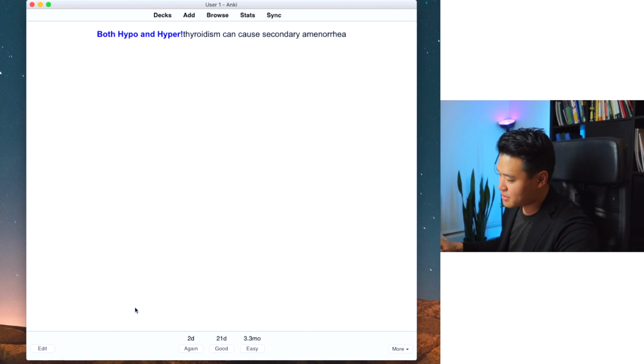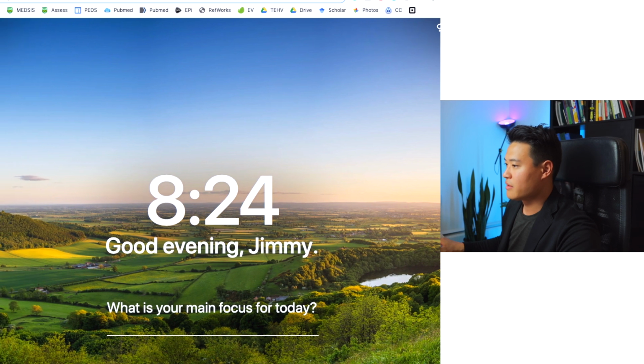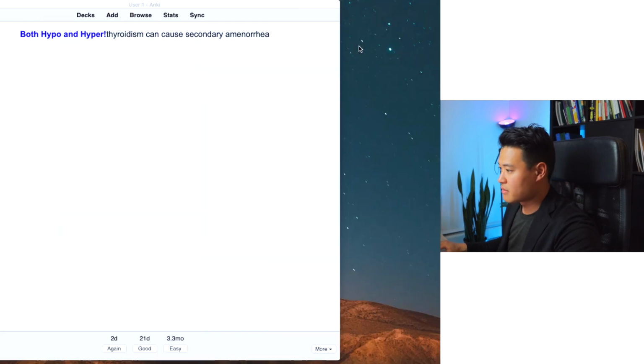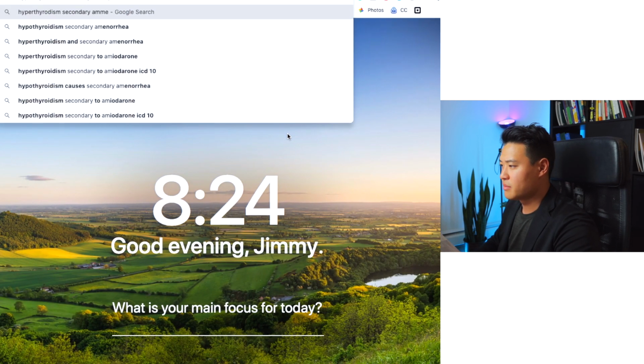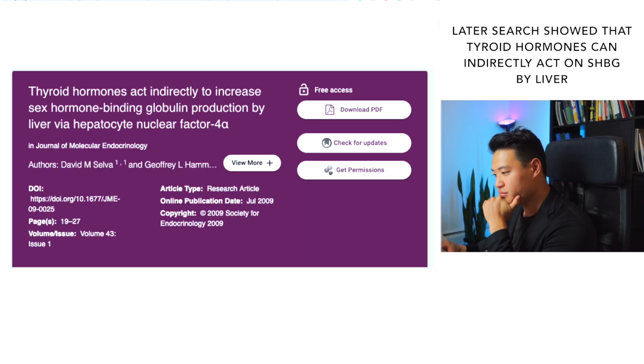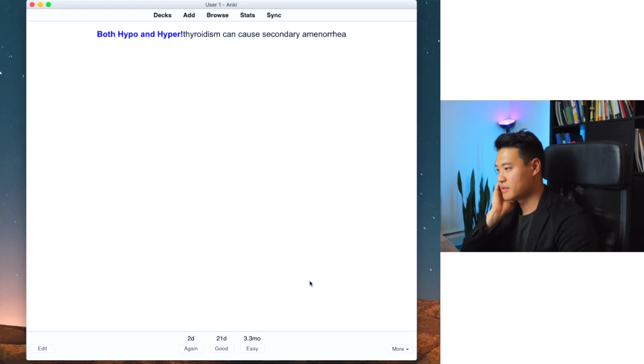I can go to Google and figure out why it's like that. But let's see, hyperthyroidism, secondary amenorrhea. So a thyroid gland that is overactive or underactive can cause menstrual irregularities, including amenorrhea. Secondary amenorrhea associated with hyperthyroidism. Can hyperthyroid affect menstruation? I should probably look at the Boards and Beyond PDF file. I can't find it right now, so I'll just do it later. All right, let's just move on. Again, because I got it wrong.